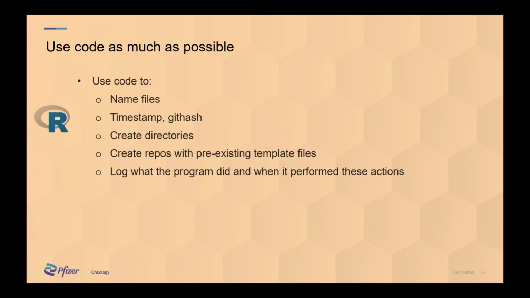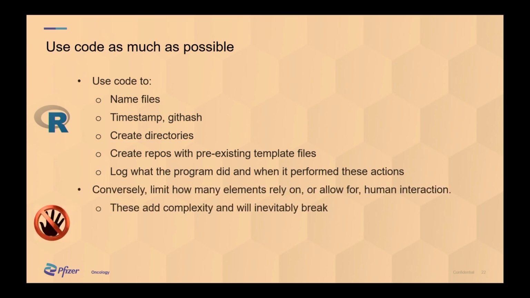That's going to get you most of the way to where you need to be in order to automate your system. And then the flip side of that coin is to really limit how much of your system relies on human interaction. These parts really add complexity and will inevitably break.